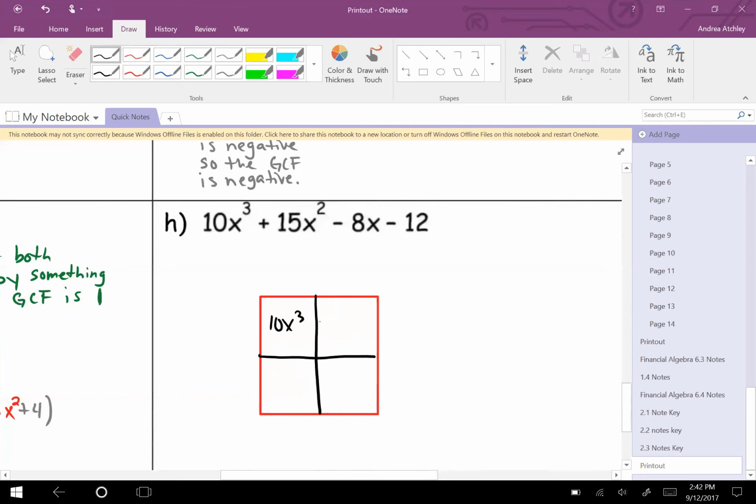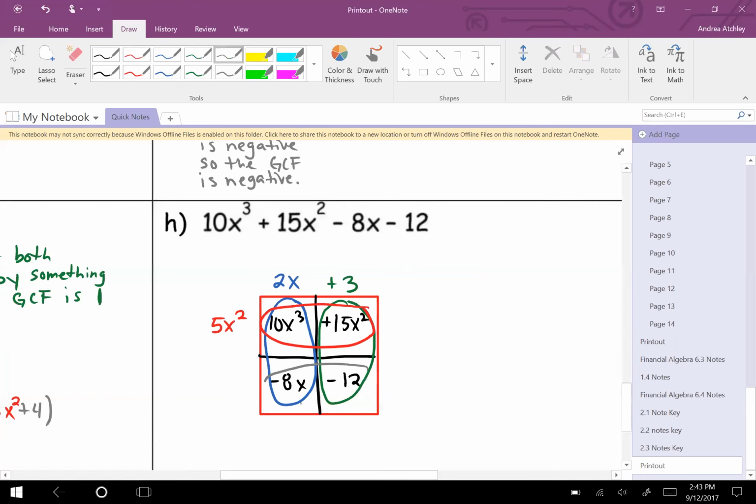This is 10x cubed. This is 15x squared, negative 8x, and negative 12. So these two, I factor out a 2 and an x. Then these two, I can factor out a positive 3. Then this way, I factor out a 5x to the second. And these two I can factor out. Since that 8 is negative, it's the first term, it's going to be a negative 4.